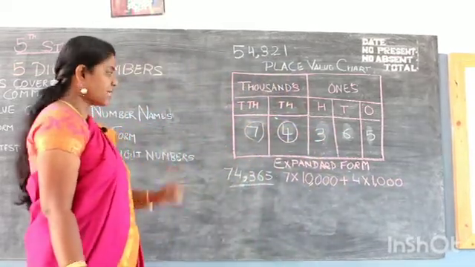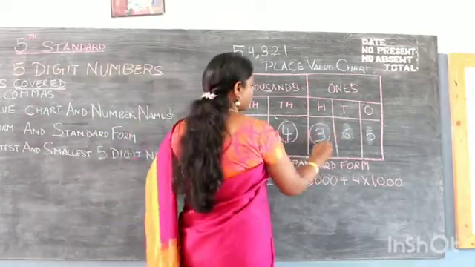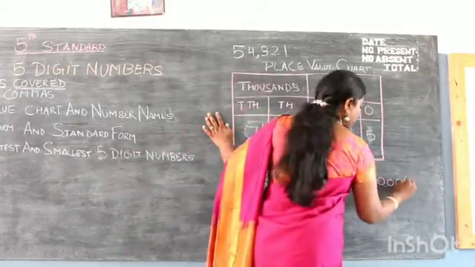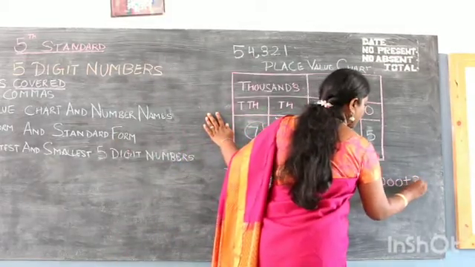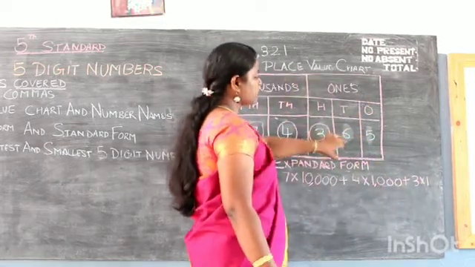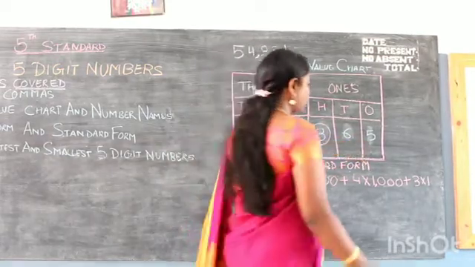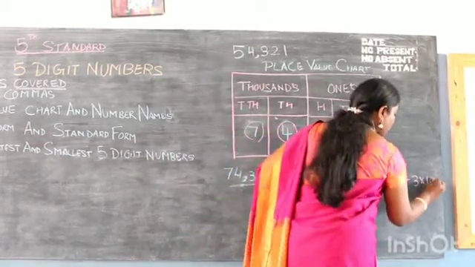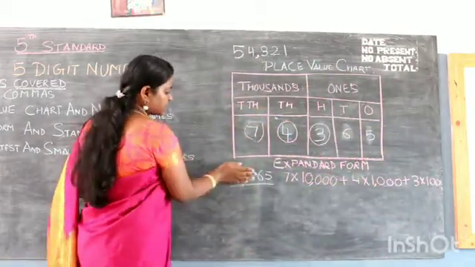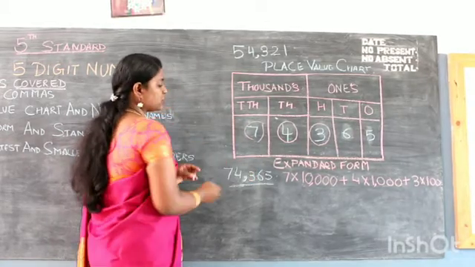Let's move on to the next number, which is your number 3. How are you going to write the expanded form for that? You're going to put an addition symbol and write 3 multiplied by 1. Now after 3, how many digits do you have? 2 digits. So you're going to put 2 zeros over there. If you cover these 3 numbers, you have only 2 digits left, so you put 2 zeros there.